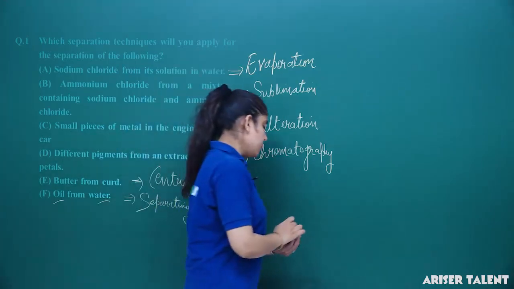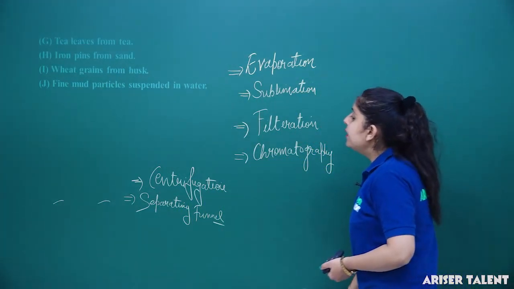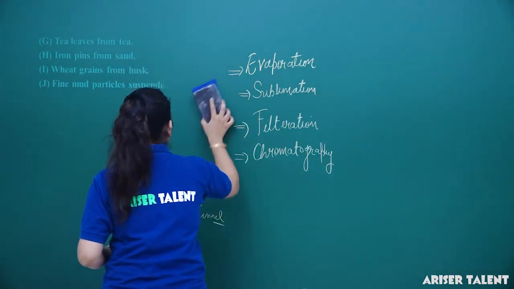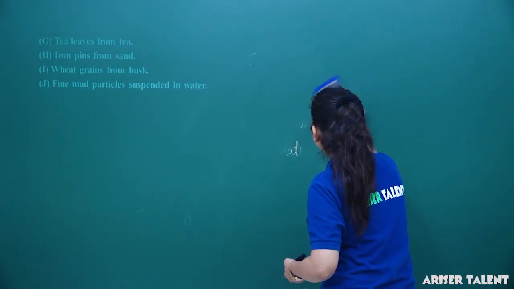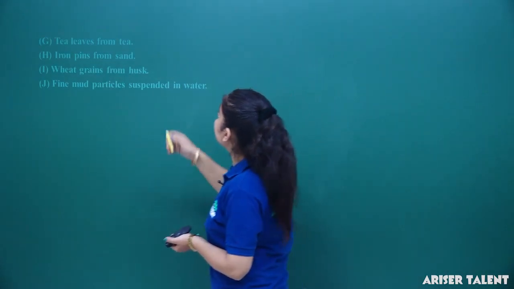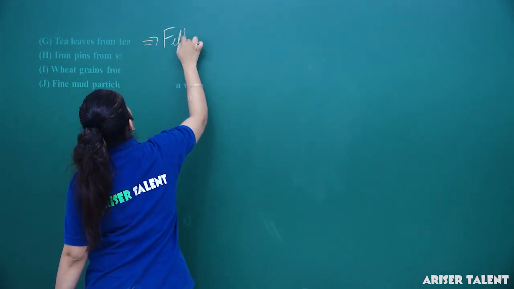Clear? Now the next one is tea leaves from tea. If you want to separate the tea leaves from tea, you will do a single process that is known as filtration. Tea leaves can be separated from the tea by the method of filtration.